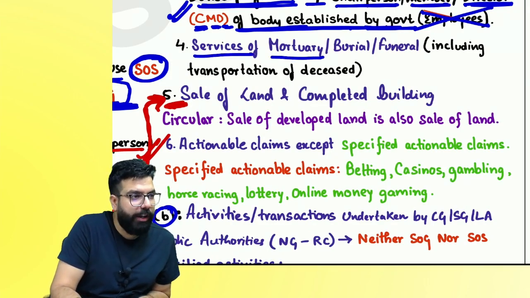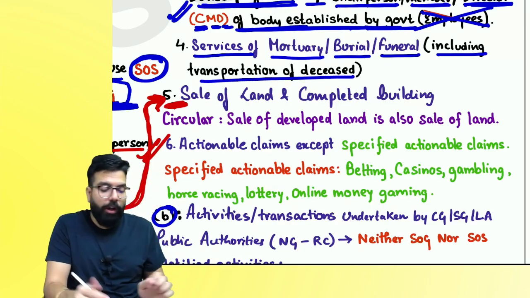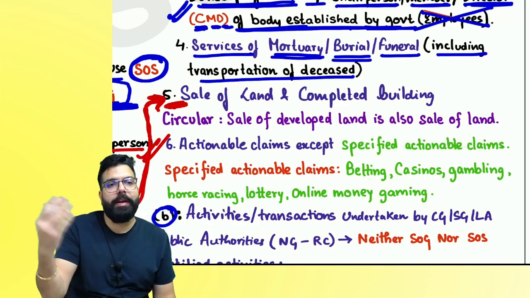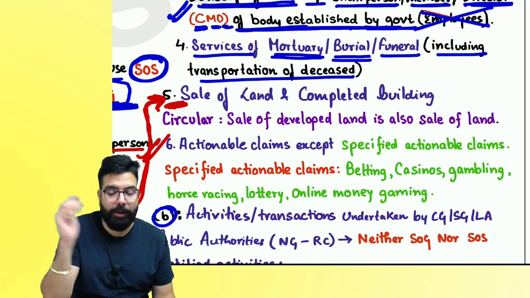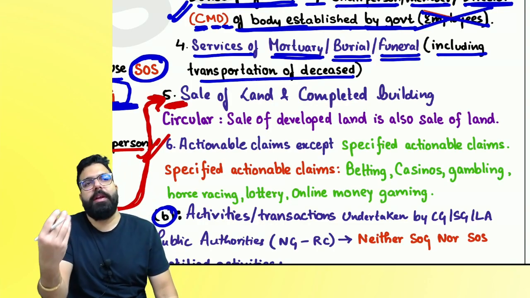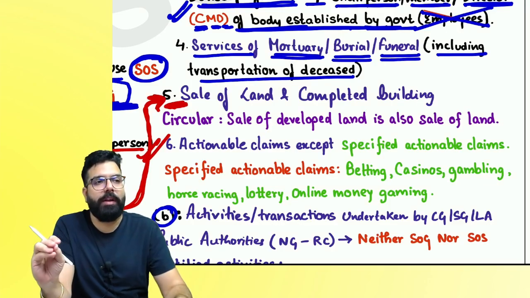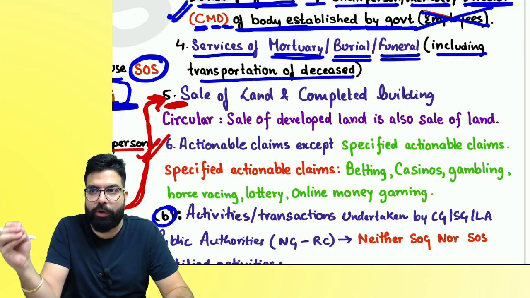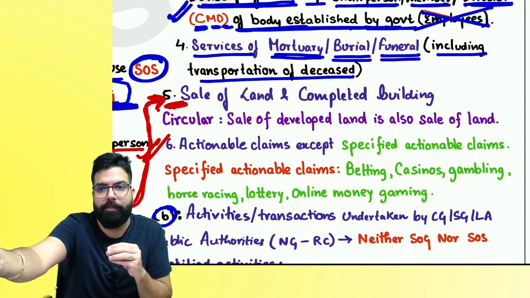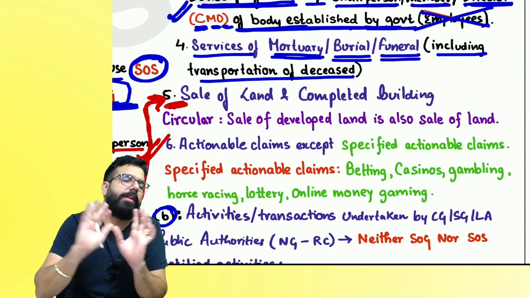Services of mortuary, burial, funeral, including transportation of the deceased. Mortuary is a place where a dead person is kept. Burial services are given in the burial ground. Funeral will be done. So what government is telling is, if a person has died, let him go in peace, we'll not charge GST again. Nowadays, in burial services they charge you 20, 30, 50,000 rupees. Even when they are charging you 50,000 rupees and giving you burial services, government is telling they will not charge any GST.